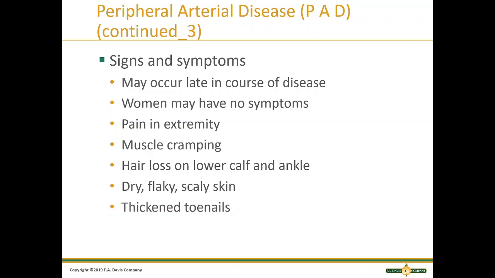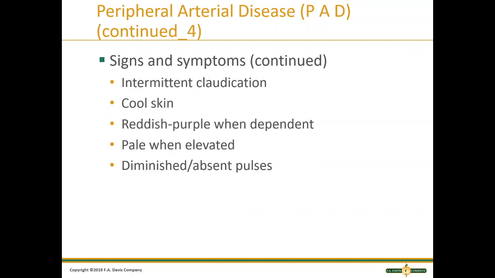Signs and symptoms: it occurs late in the course of disease, generally when they are made aware with signs and symptoms. Women may have no symptoms at all. You can have pain in the extremities, can be really all constant pain. Muscle cramping, which is very painful. Hair loss in the lower calf and ankle, dry, flaky, scaly skin, thickened toenails. Again, this is all from decreased blood flow, right? So which causes low circulation, and we see all these things as a result.